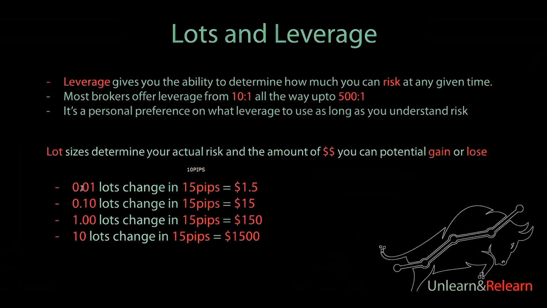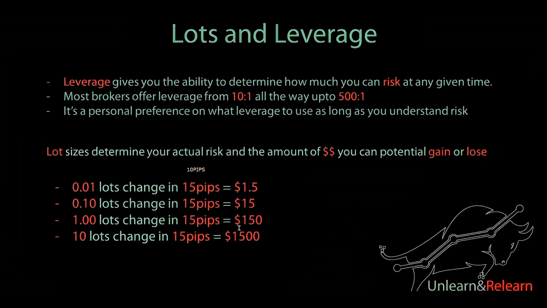If you have a 0.01 lot and price moves by 10 pips, this means you're making $1. Makes sense? Or if price moves by 15 pips, you're making $1.5, right? If you have a 10-cent lot and price moves by 15 pips, you're making $15. Now, if you increase your lot size to 1 lot and price moves by 15 pips, now you're making $150. So see how changing the lot sizes can drastically increase your gain or your loss.